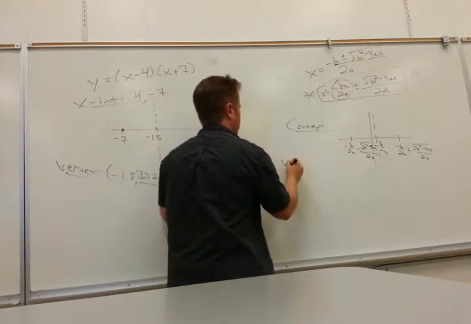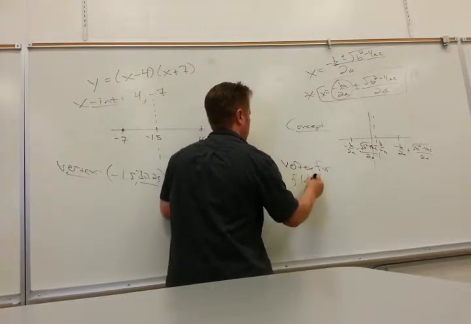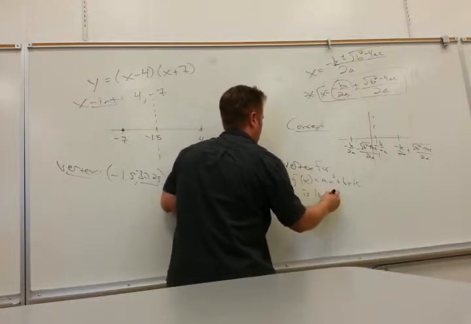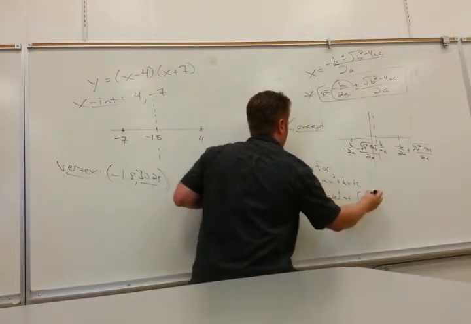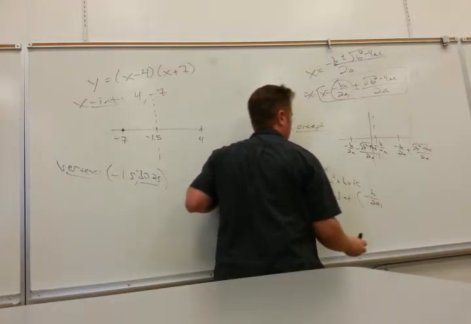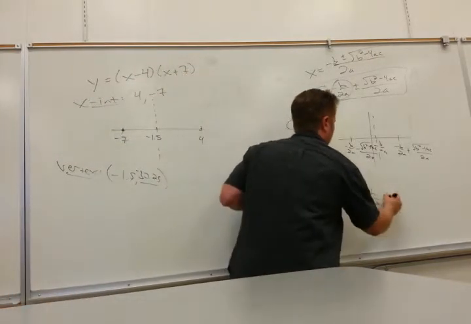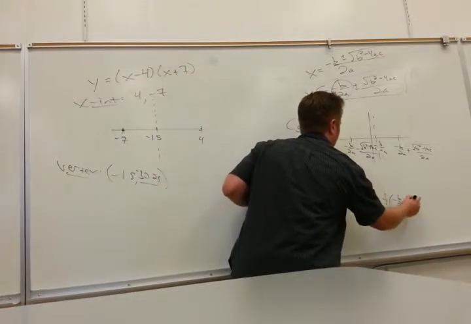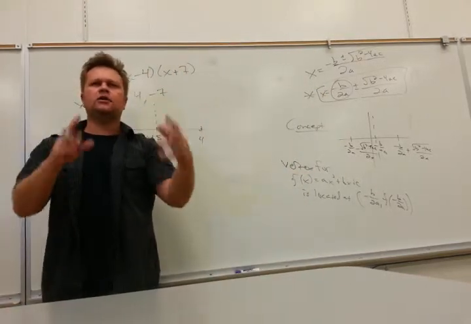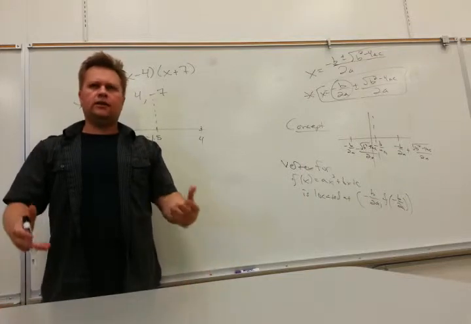So the vertex for f of x equal to ax squared plus bx plus c is located at negative b over 2a. That's the x piece. How do I find the y piece? Plug it in. So f of negative b over 2a. They can actually plug it in and simplify it and get an expression. Well, who cares? Whatever number negative b over 2a is, just plug it into f.